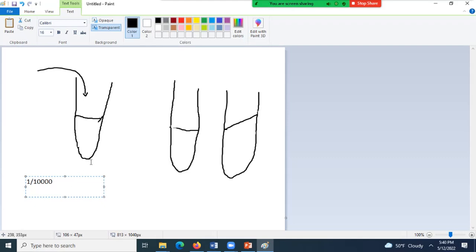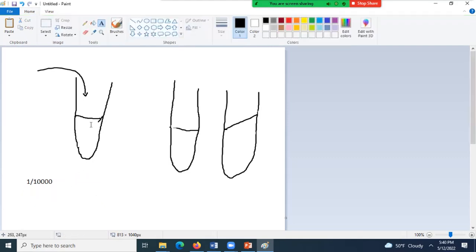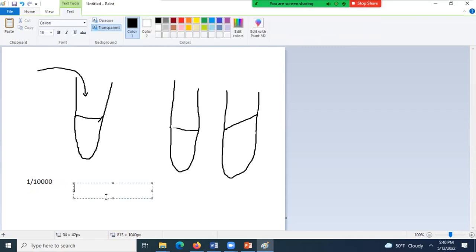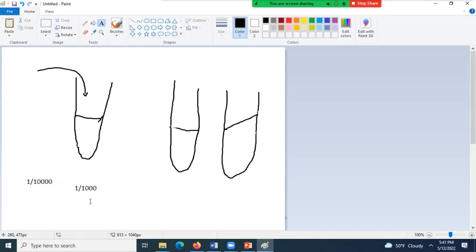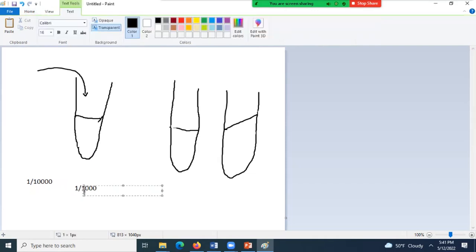Oops, didn't mean to do that, that's fine. So we grow it in the enrichment media. Now our chance of finding it will be 1 in 1,000. That's still not very good. You'd have to sample 1,000 different colonies to find your organism.